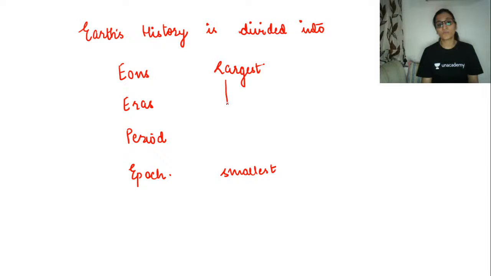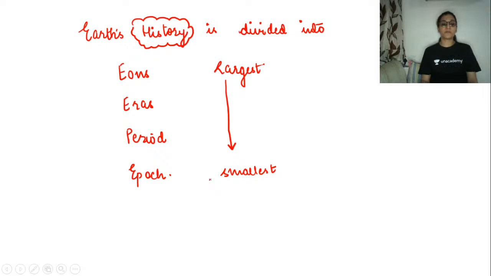So eon to epoch is the division of the Earth's history or Earth's time scale. Eon, era, period, and epoch. Now, eon being the largest one, how many eons are there? So eons are written like this: first, second, third, and fourth. Four eons are there. Then in eons, there must be some eras.